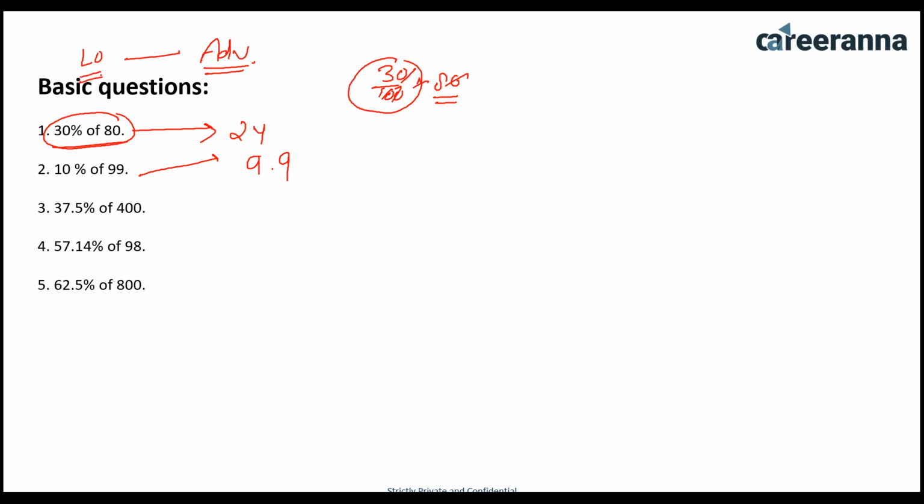Yes, third question is 37.5% of 400. You guys can do it like this: 37.5 divided by 100 multiplied by 400. Easily we can do it. It is 150. So I have a trick here. In this I have a trick.